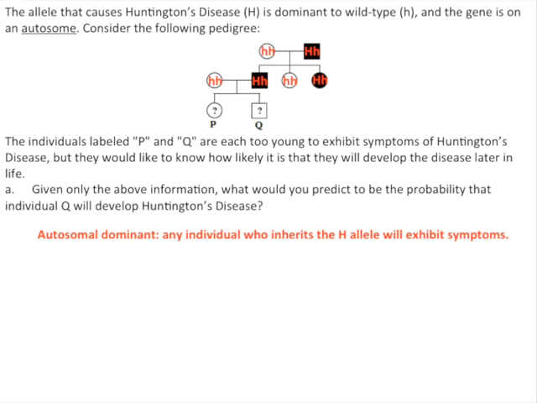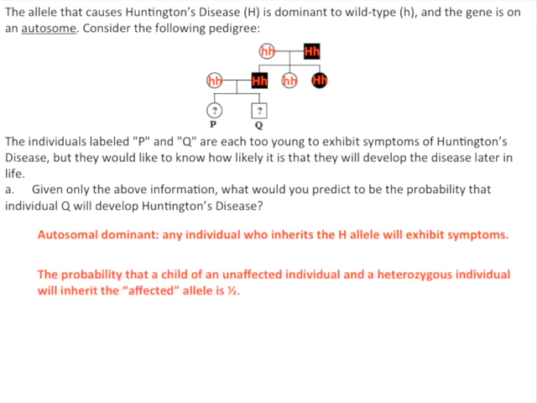Q has an unaffected mother who is homozygous little hh and cannot pass on the affected allele. Q has a heterozygous father who can pass on either the affected or the unaffected allele. The general probability that the child of an unaffected and a heterozygous individual will inherit the affected allele is 1/2. So the probability that Q will inherit the affected H allele from his father is 1/2.